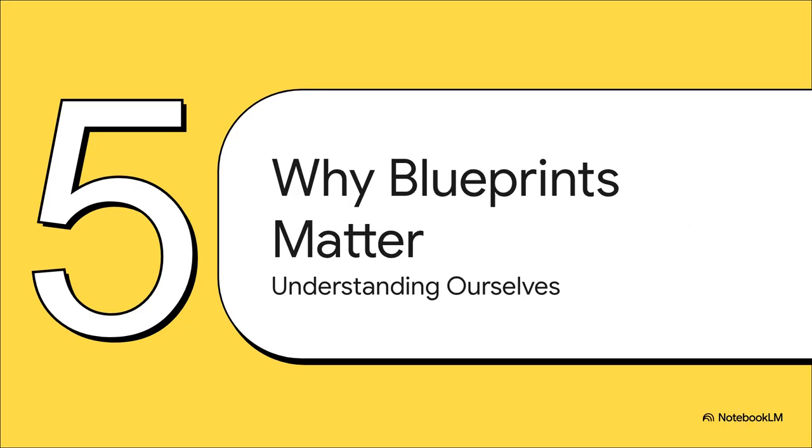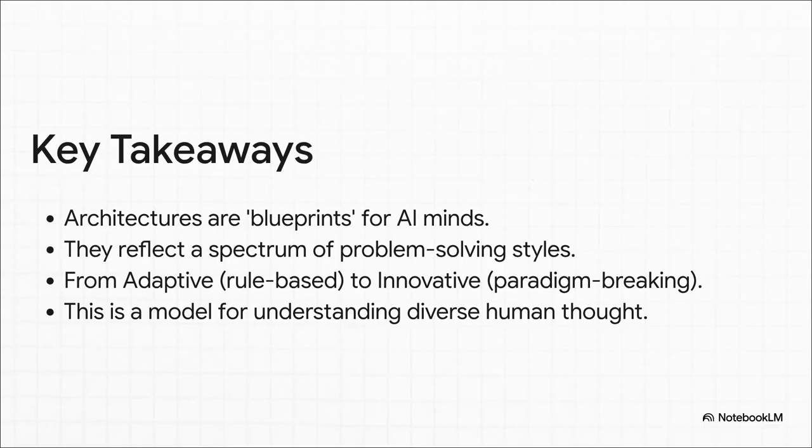So, what's the big picture? Why does understanding these different blueprints for artificial minds matter so much? Well, let's wrap this all up. We've seen that cognitive architectures are the basic blueprints for building an AI. But, and this is the key, there's no single correct design. Instead, what we see is a whole spectrum of problem-solving styles, from the methodical adapter to the rule-breaking innovator.